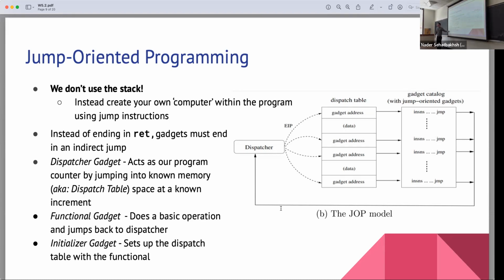Then there's the initializer gadget, which sets up this dispatch table right here. This dispatch table is very, very important. It's a section of memory that the dispatcher essentially steps through, and in that section of memory it has the addresses of functional gadgets. So this dispatch table is essentially all the memory that you need to execute your shellcode, and the dispatcher just steps through it and executes your shellcode as it moves. Next slide, please.